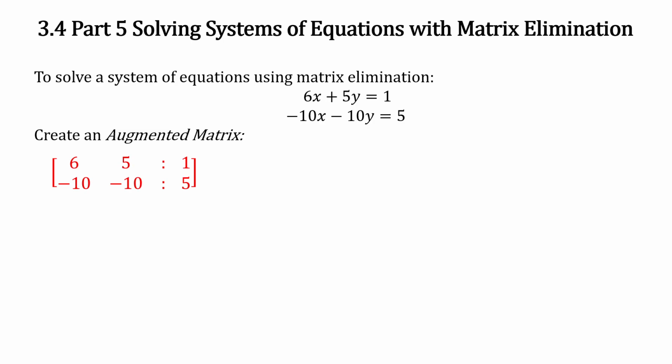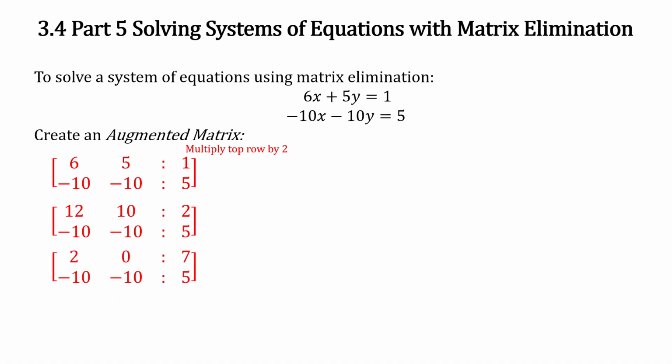Okay, there's your augmented matrix. So I'm going to multiply the top row by 2 to get my positive 10 to go with my negative 10. Add the bottom row to the top row, but don't change the bottom row. So I should get 2, 0, and 7.